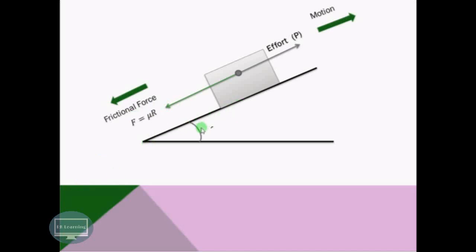Suppose the inclined plane is making an angle of alpha with the horizontal. As we know, weight will always act vertically in the downward direction. It will have two components. One is this component which is perpendicular to the plane, and another one is parallel to the plane. If this angle is alpha, this angle is also alpha, and therefore this component is mg cos alpha and the opposite component is mg sin alpha.